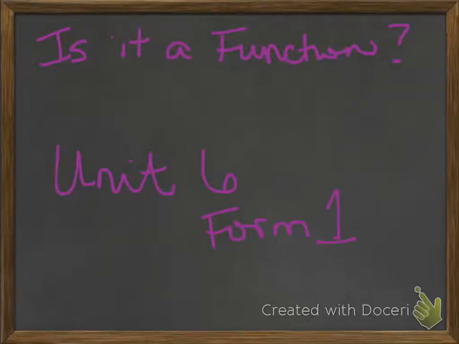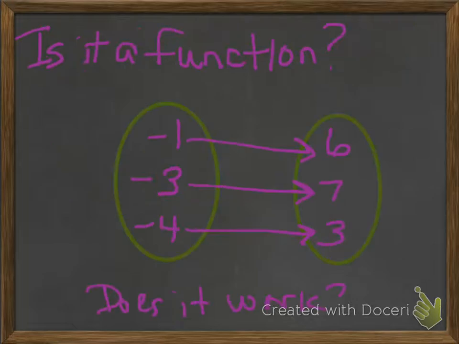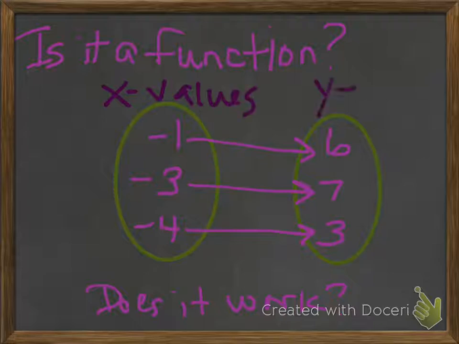Is it a function? Unit 6, formative 1. If you remember our mapping from the last video, with -1 going to 6, -3 going to 7, and -4 going to 3, this is a function because it works. What it means is for all your x values, is there exactly one y value that matches it?